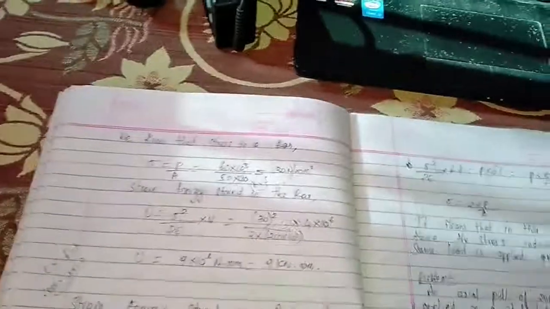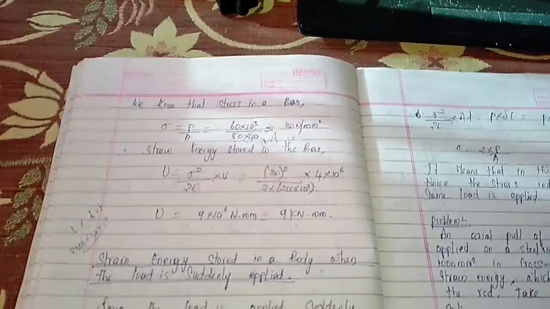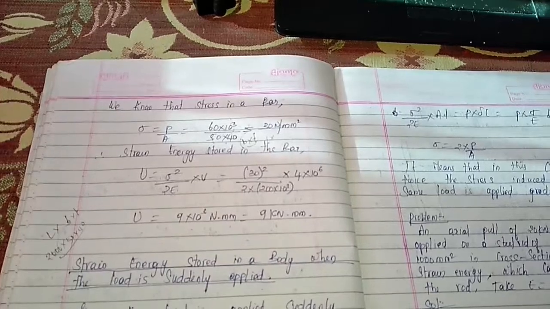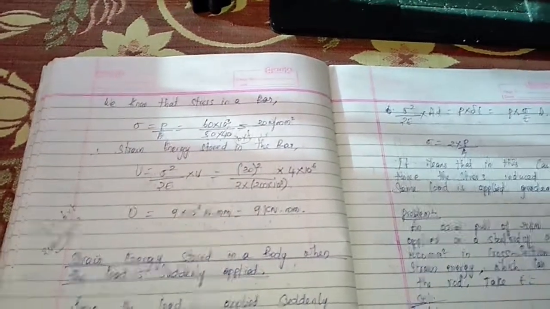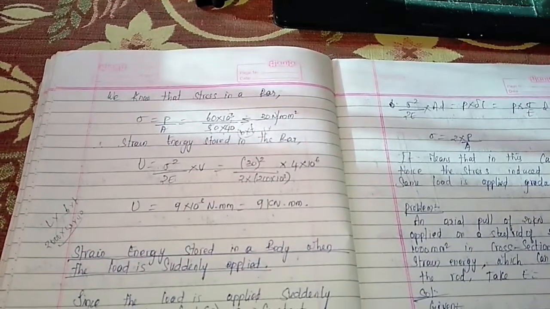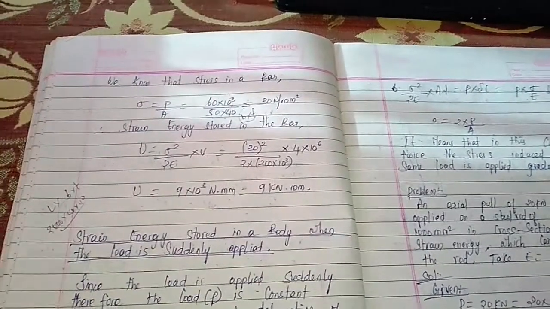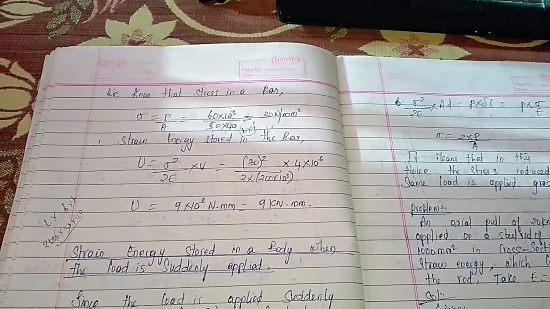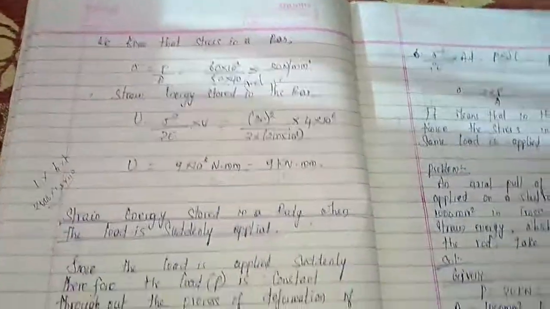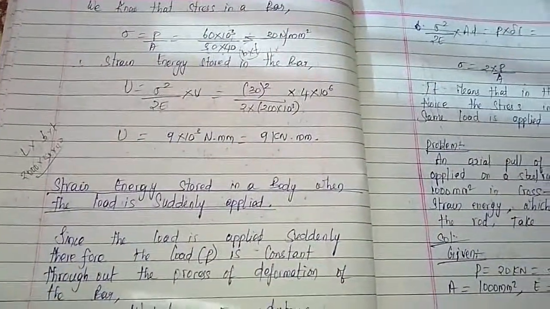Okay, so this is how you will solve the problem for gradually applied load. The formula for gradually applied load is sigma squared by 2E into V. Don't forget, this is the formula to calculate strain energy for gradually applied load. Very simple, right? In the next lecture, I will teach you strain energy stored in a body when the load is suddenly applied.